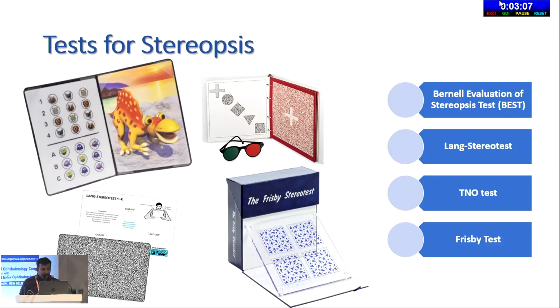Then there is a bunch of other tests. The first one here, the Bernell evaluation, is based on lenticular films, and then you have the anaglyph test. The anaglyph test uses red and green in this case to split the images between the two eyes. So that is another way to look at 3D, and that is a much more cost-effective method. But all these tests are still very expensive.